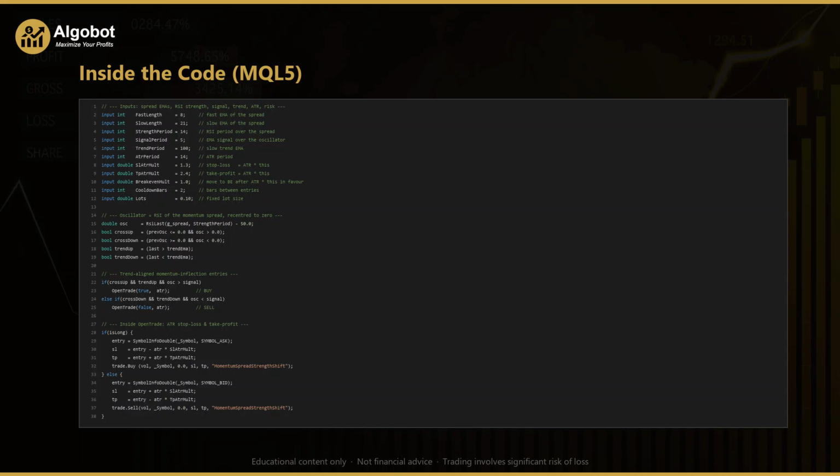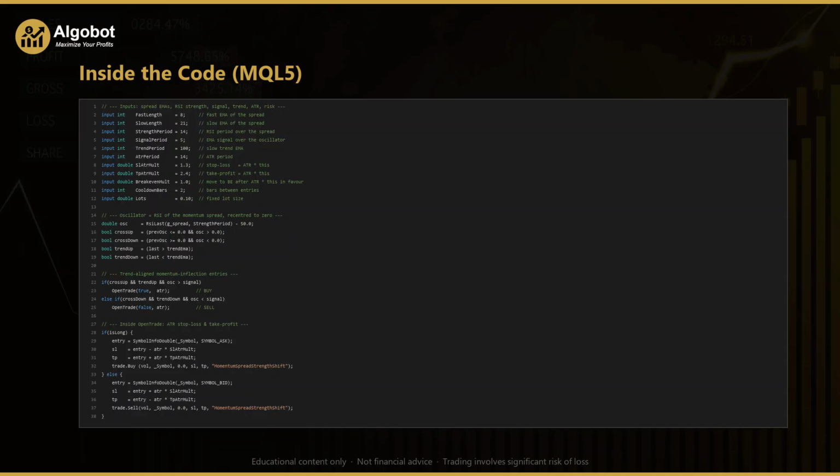Now the heart of the logic. The line-building OSC takes the RSI of the spread series and subtracts 50, so the oscillator is centered on 0. The two Boolean flags describe the shift. Cross-up is true when the oscillator was at or below 0 last bar and is now above it. Cross-down is the opposite. Trend up and trend down compare the last close to the trend moving average.